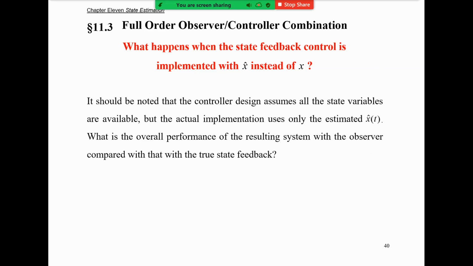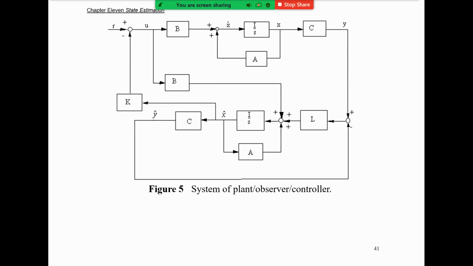In the past 4 weeks, in that design, u equals minus kx, where x refers to the original state vector. But now we are going to use the estimated x hat to replace x. Then we want to know what is the effect. Will the whole system still be stable? Let's do some analysis.